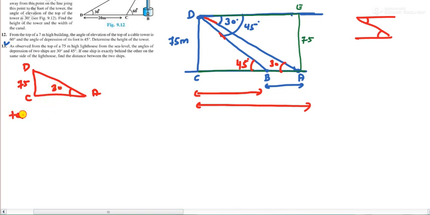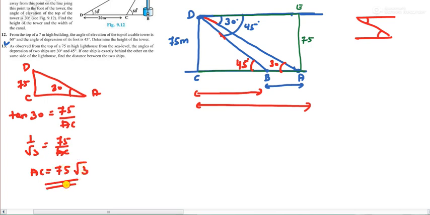So use tan 30 degree, which is equal to opposite by adjacent. Tan 30 is 1 by root 3, which is equal to 75 by AC. Do the cross multiplication, you will get AC as 75 into root 3. This is what? This one.